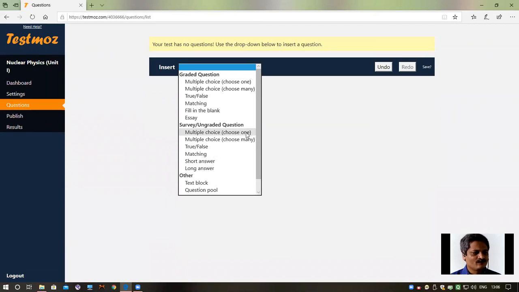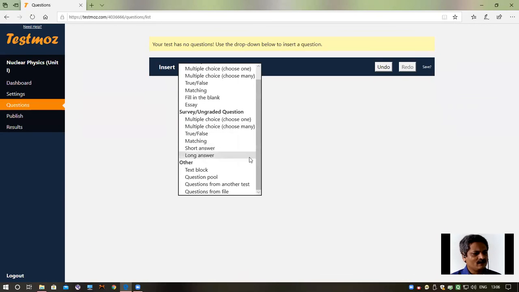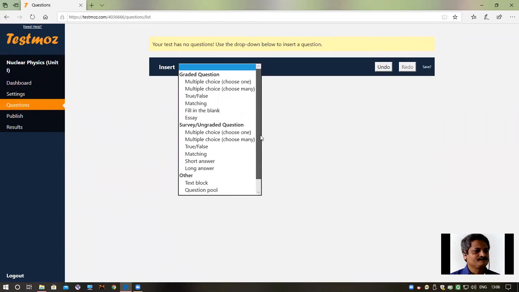Multiple choice, choose one option. Multiple choice, choose many options. True or false, matching, short answer and long answer. And another type of question: text block, question pool, questions from another test, and question from file. Text block, question pools, and all these options are available only for paid users or premier users.